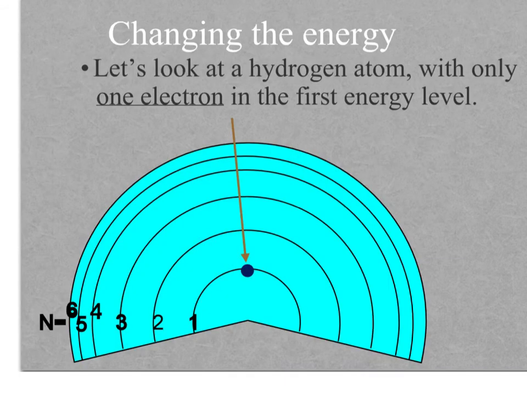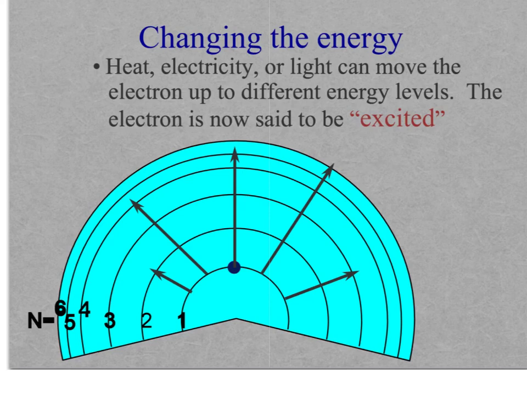Okay, so as far as changing energy, we're going to take a look at a hydrogen atom. This is our picture of a hydrogen atom. So the hydrogen atom only has one electron in that first energy level. Anytime we heat up something or we add electricity or light to it, that gives the electrons a little more energy so they can move up to different energy levels. Once the electron gets this certain amount of energy, or a quantum of energy, it's now said to be an excited electron. Once the electrons get excited, they basically flip out and they can go and jump levels and go play with the other electrons.